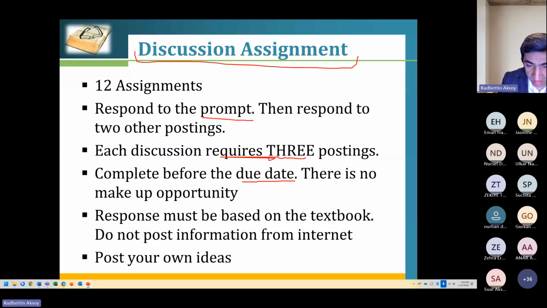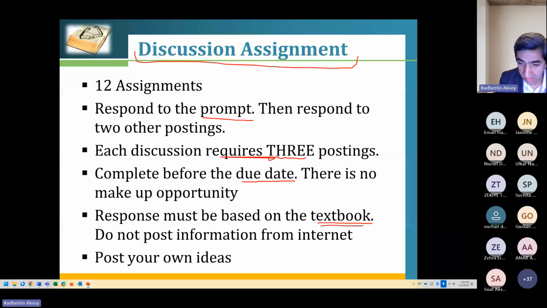Responses to the discussion assignments must be based on the text. It's crucial. I've read a couple of responses for discussion 1, and I realized that they are not from the text, and hence they are incorrect. They are not accurate. It's misinformation. So if your information is not from the textbook, there is a high probability your response is contaminated. I don't encourage you to do so. Do not post information from the internet. We have zero use for that in this class.